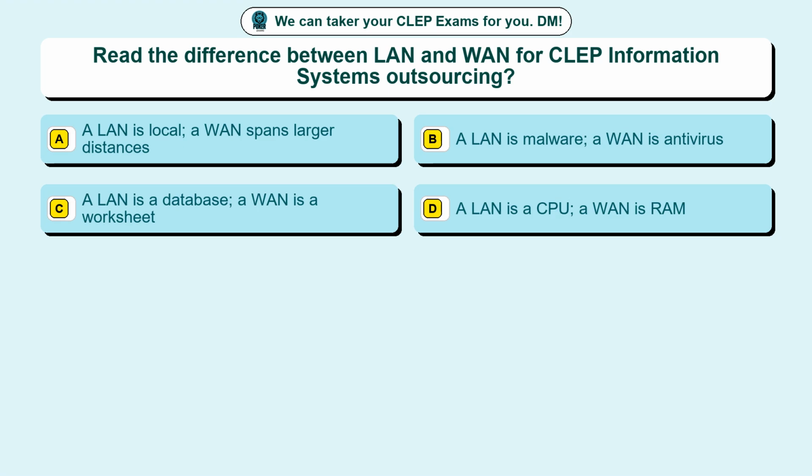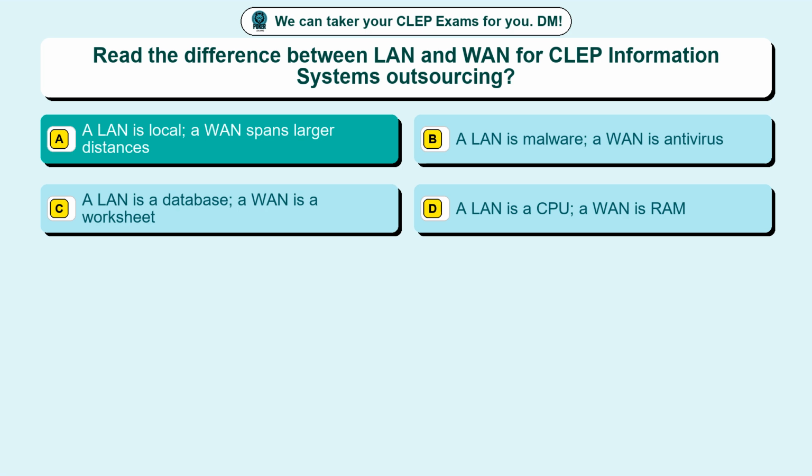Question 57. Read the difference between LAN and WAN for CLEP Information Systems outsourcing. Option A. A LAN is local, a WAN spans larger distances. Option B. A LAN is malware, a WAN is antivirus. Option C. A LAN is a database, a WAN is a worksheet. Option D. A LAN is a CPU, a WAN is RAM. The correct answer is option A.